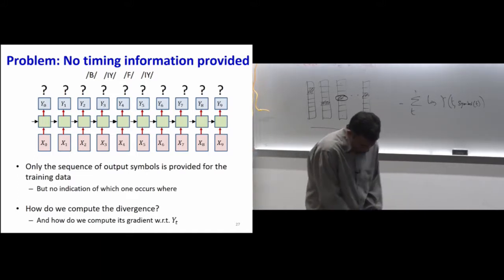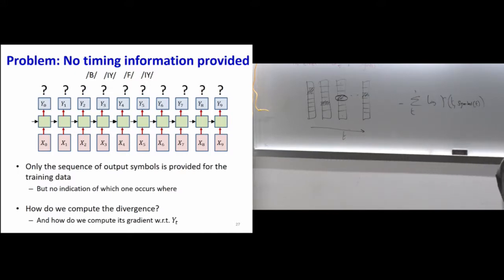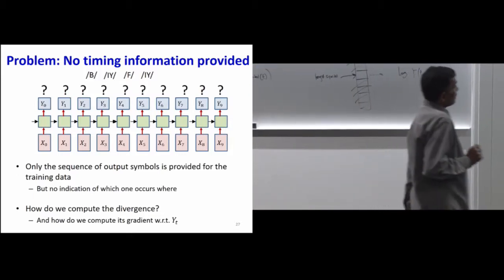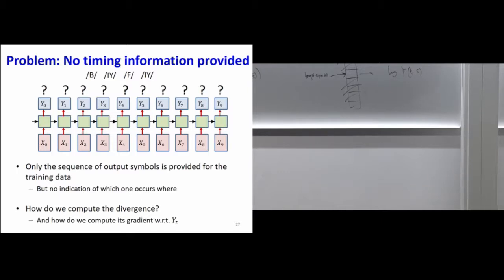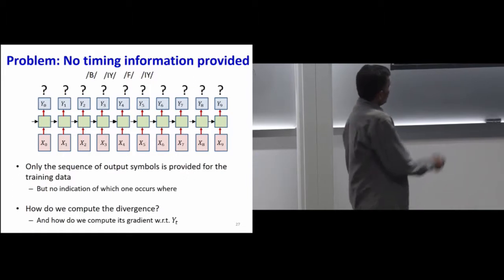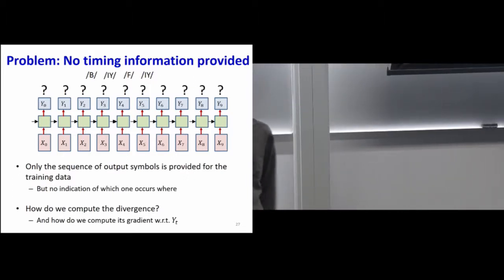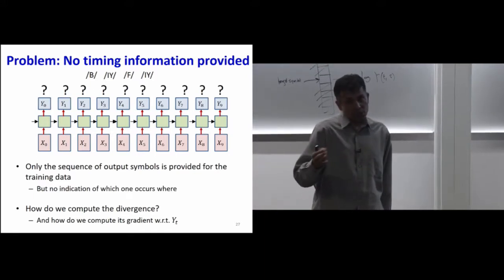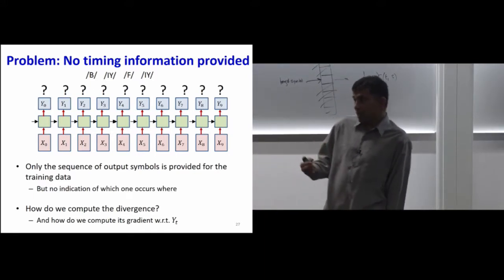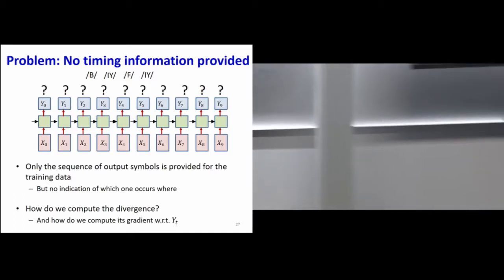So the earlier situation was where we had the training data, and we said, at this time, I want the output to be R. At this time, I want the output to be B. Now, I'm not giving you that information. All I'm saying is that here is the input sequence. Here is the sequence of outputs that I want produced. I'm not telling you exactly where each of those symbols must be produced. Now, this makes things a lot more complex, right? So given this situation, how could you go ahead and actually try to train the system?